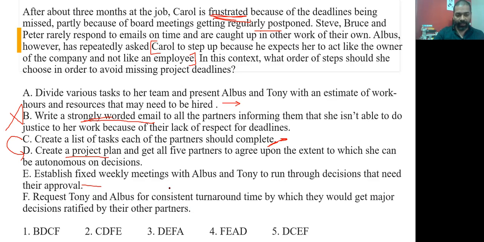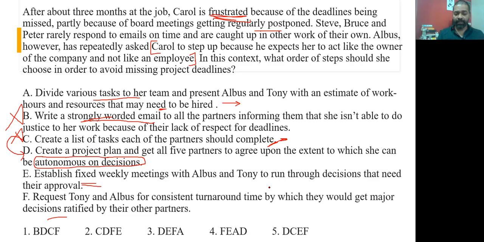So C is out of the window, right? So B and C are out of the window. Now, what is the order? What is the first thing that she should know? First thing she should know, because this is about their approval, this is about decisions, isn't it? And this is about dividing various tasks to a team and then coming back to an estimate of work hours and resources that may need to be had. For all of this, she needs to know which decisions she can take on her own. Only when she knows what all decisions she can take on her own can she do the rest, isn't it? So D has to be the first of the four that you're going to pick, isn't it?